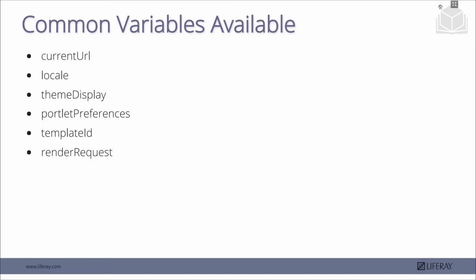On top of that, we also have access to a number of different variables. These are the common ones that we will typically use. Some of the ones I want to highlight here: the theme display object helps us grab Liferay specific parameters. The render request object, right? You can have a bunch of parameters stored within the render request object that you may want to retrieve. And there's a couple other ones here as well, but those are two of probably the most common ones you'll see.